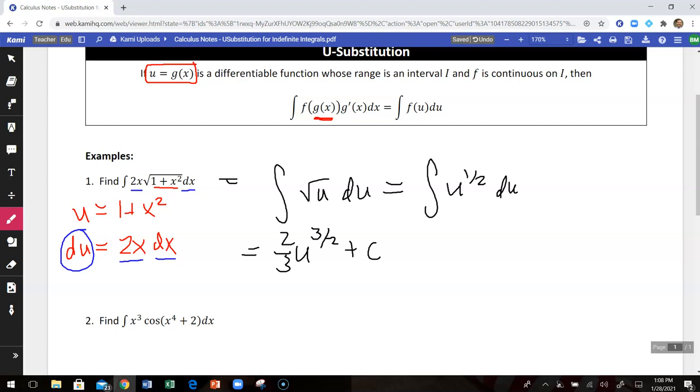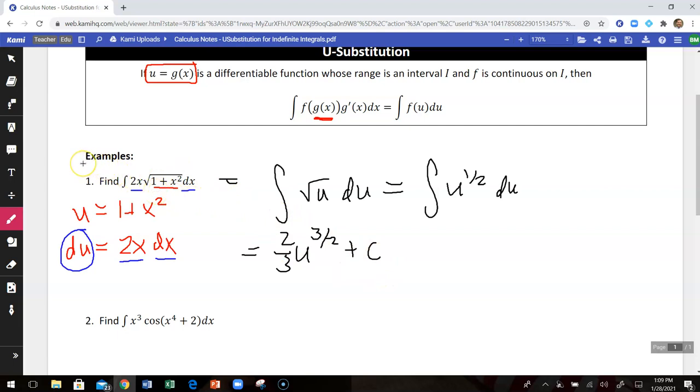Now, normally with indefinite integrals, you're done at that point. However, there's something we have to be worried about here: it doesn't make sense to say that the answer to this initial integral, the integral of 2x times the square root of 1 plus x squared dx, is equal to 2/3 of u to the 3/2 plus c. Because what is u? We didn't have a u up here to begin with. So this, as an answer to my initial question, doesn't make sense.